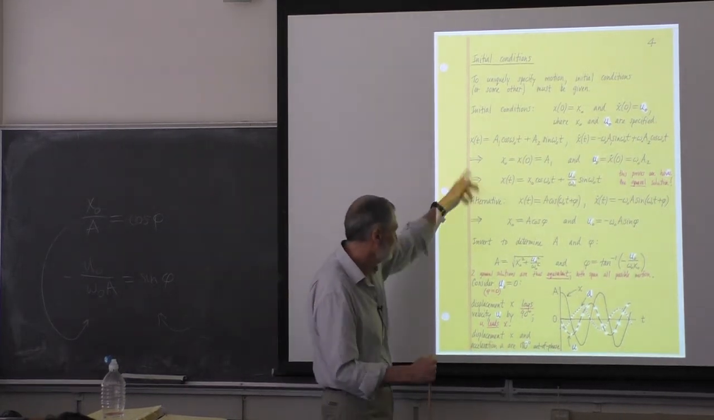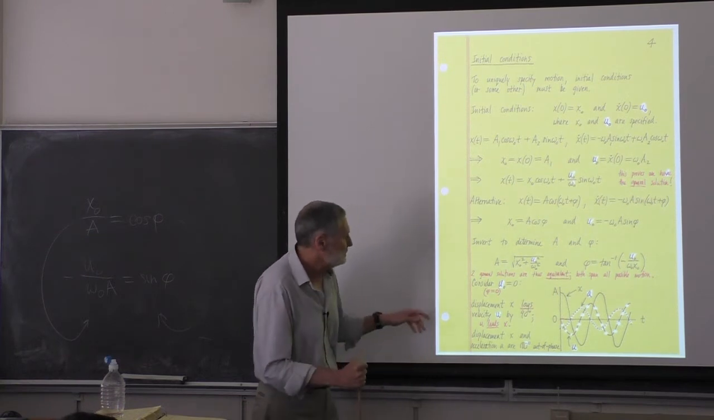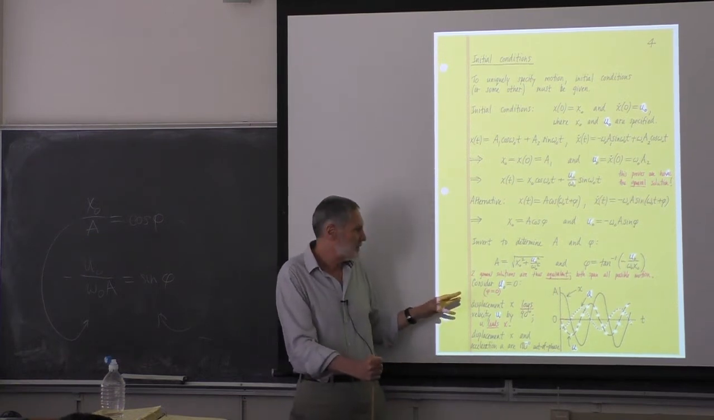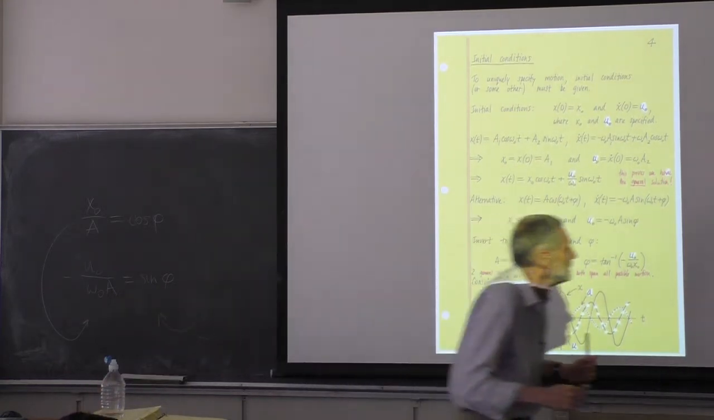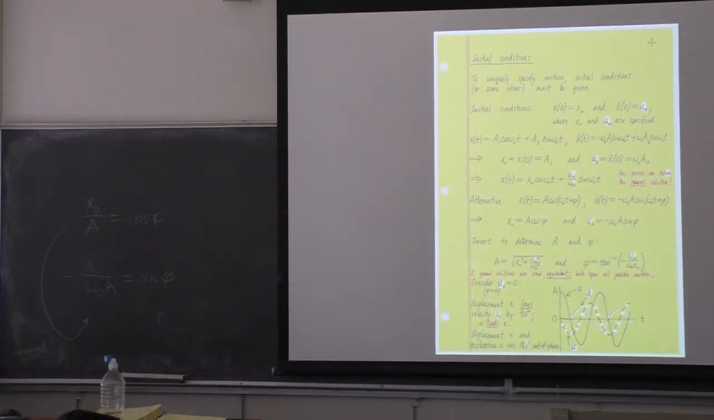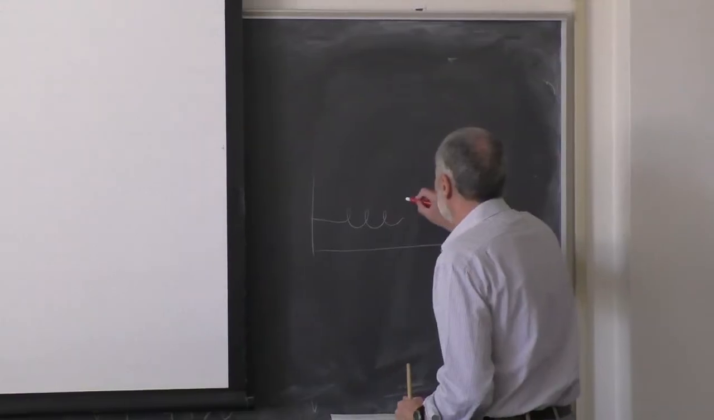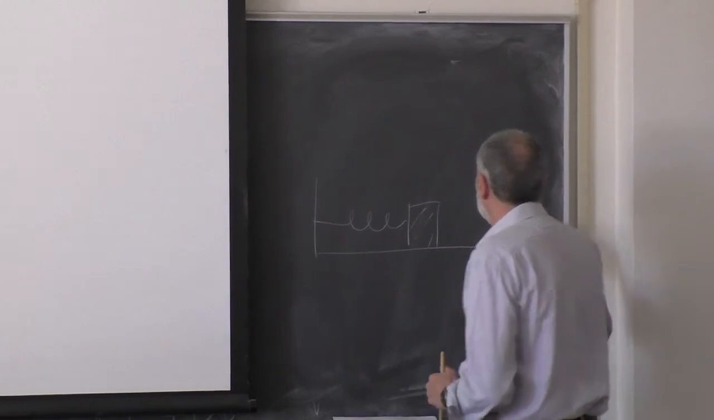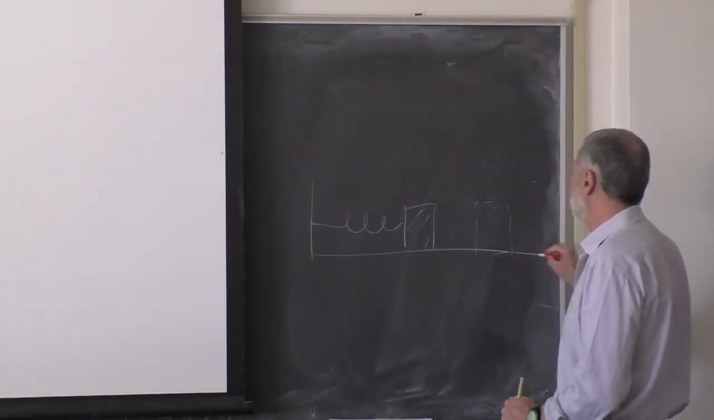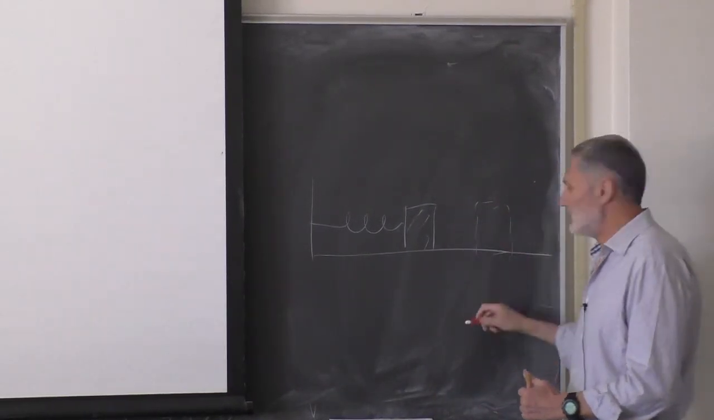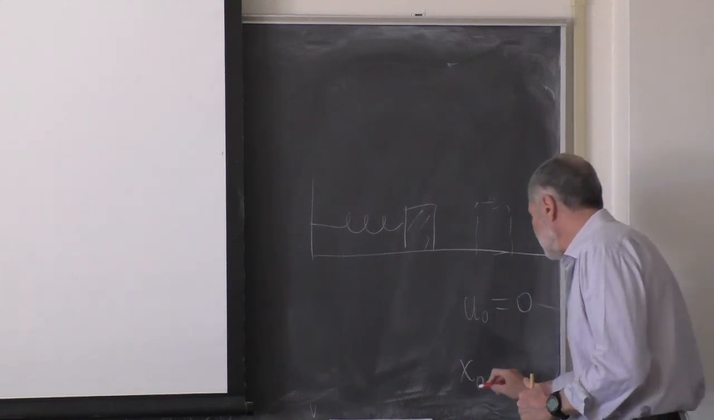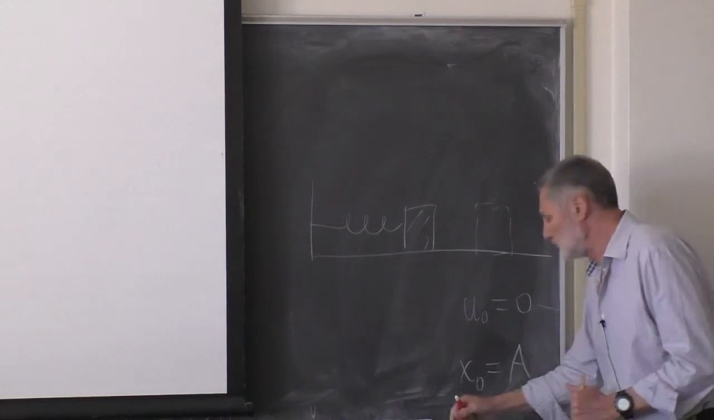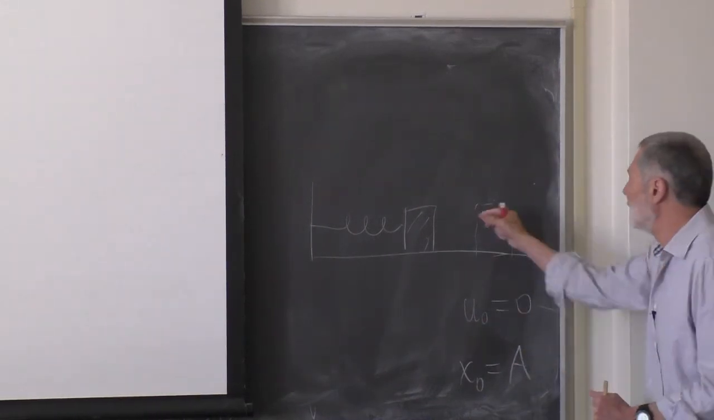So these are equivalent. Okay, for definiteness, let's assume the initial velocity is 0. So I have this oscillator, and I'm going to pull it aside from equilibrium. I'm going to pull it over here and release it from rest. So u naught is equal to 0, and x naught will be just some amplitude. We'll just call it A. And I release it from rest.